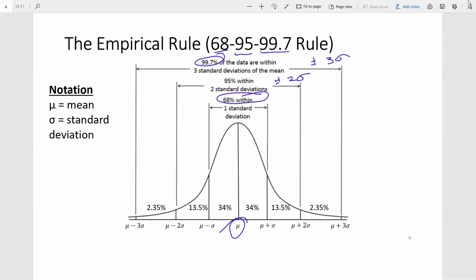And as you look at this, you'll see that 34% is between the mean and plus 1 sigma. 34% is between the mean and minus 1 sigma. And you can see the other percentages in each area. And of course, as you get further and further away from the mean, the percent of the data that's there gets to be smaller and smaller.